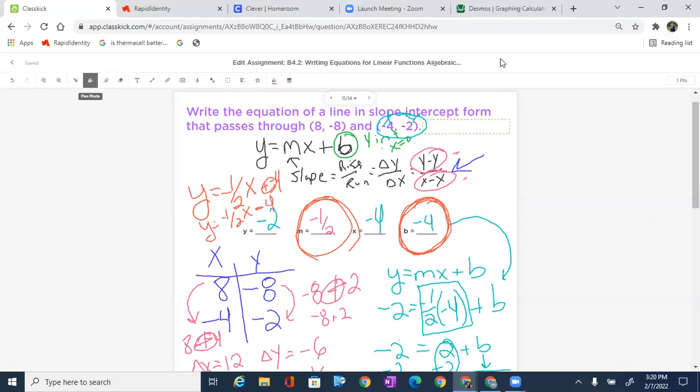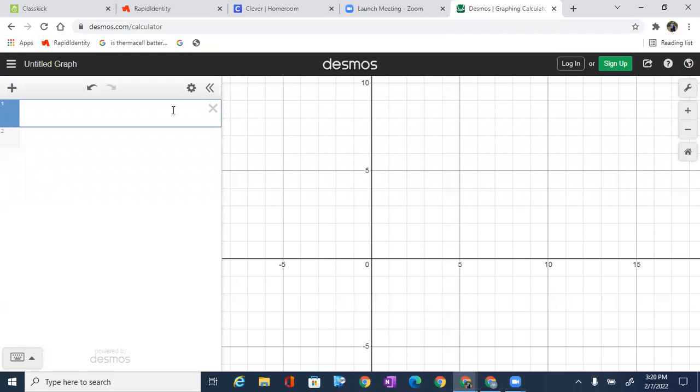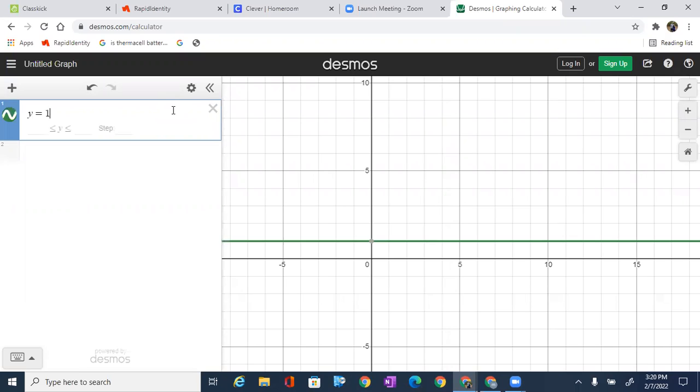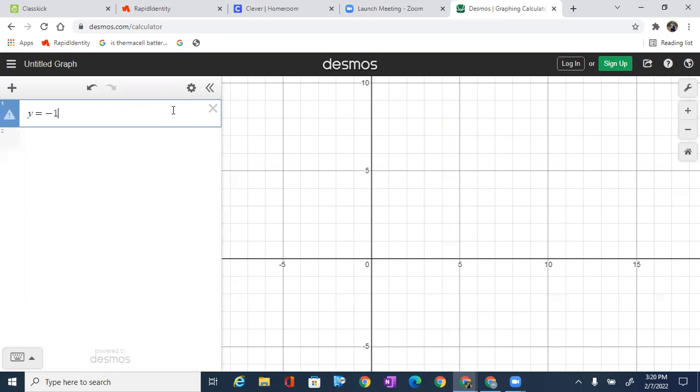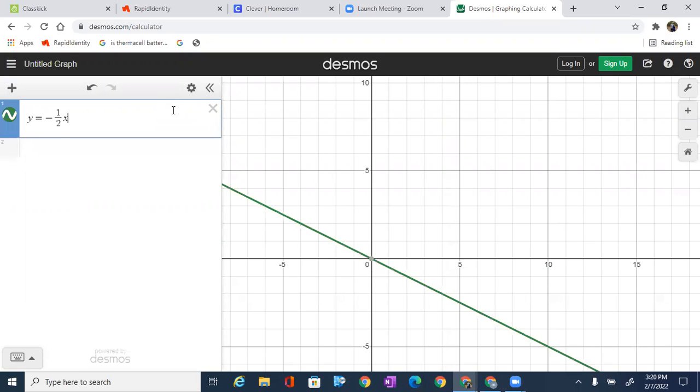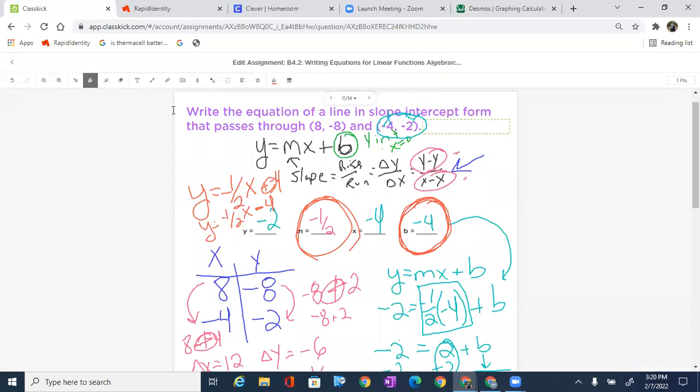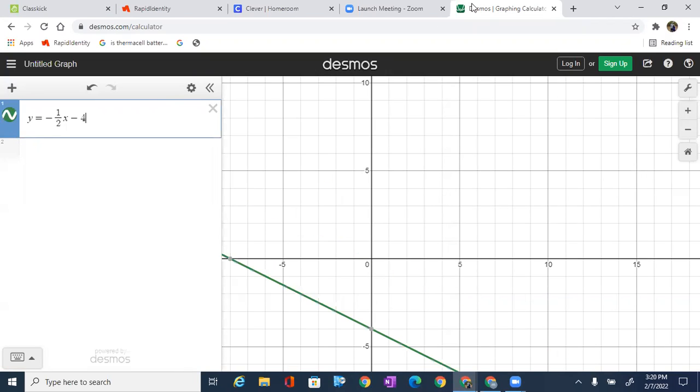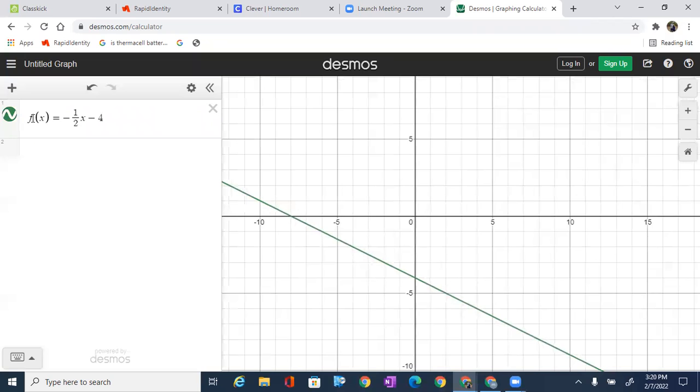All right, so now let's go to Desmos. Let's check our answer out. I'm going to write y equals -1/2x, and then the rest of our equation, our y-intercept, which we found was -4. I'm going to change this out to function mode, so let's go f of x. I like function mode. Okay, there's our equation.